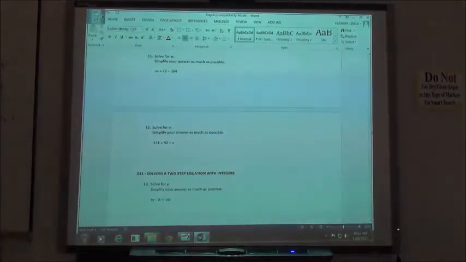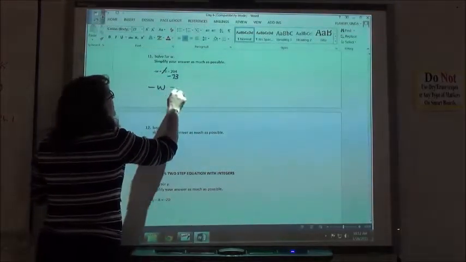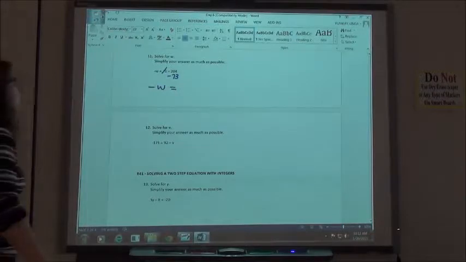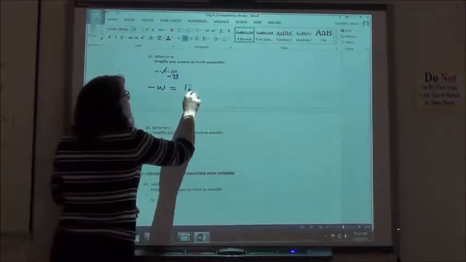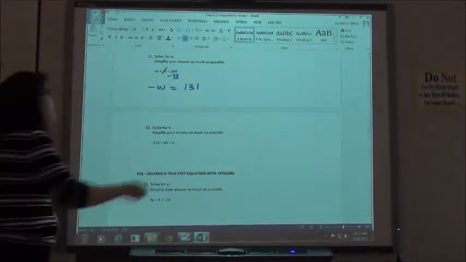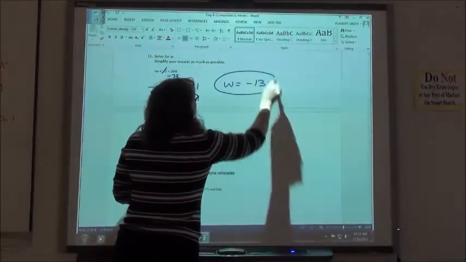So number 11, if I want to solve that for W, what's the first thing you want to do? Which way do you prefer? Subtract the 73? So if we subtract the 73, we're going to get negative W equals, and what's 204 minus 73? 131. We then have to remember that we need to get rid of that negative, so we're going to divide by -1. And so W is going to equal negative 131.